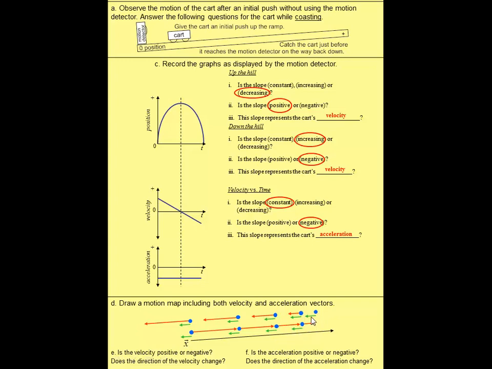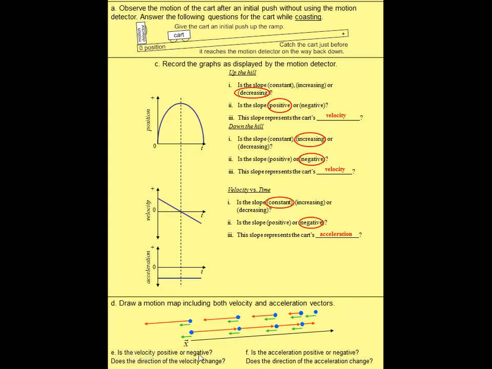But on the way down, the acceleration stays negative, and now the velocities are negative. So now the acceleration's pointing in the same direction, and it's helping. Right? So now it's speeding up on the way down. And really, drawing these motion maps is going to help lock this in as you draw a few more.